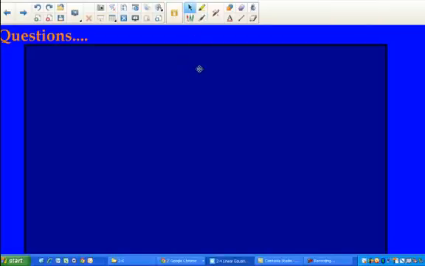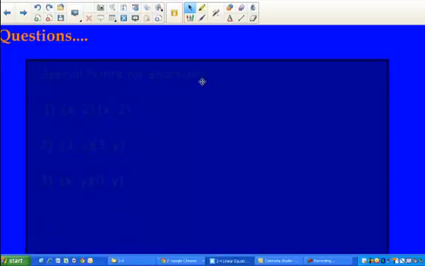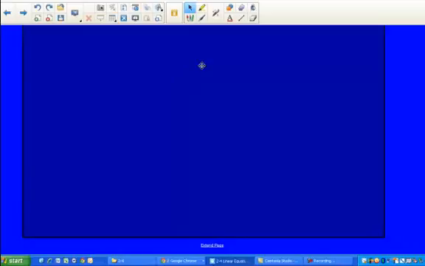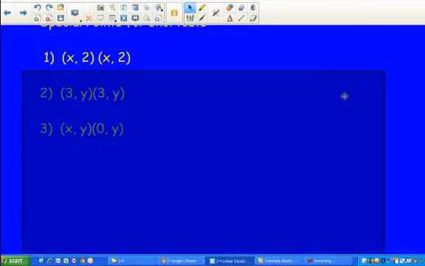Any questions? We do have some shortcuts that I do want to reveal to you. So some things you want to make sure you're looking out for. Let's get this out of the way. If I have, no matter the x value, if I repeat the y value, what do you think is going to happen here?